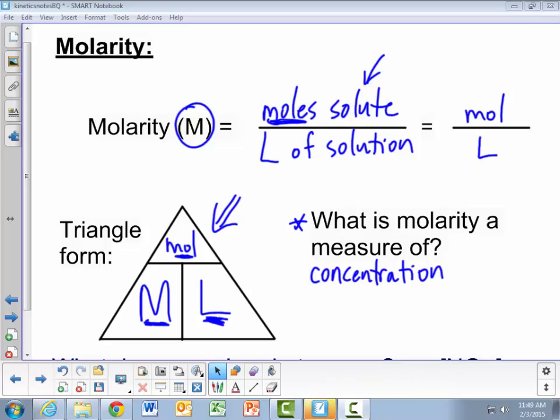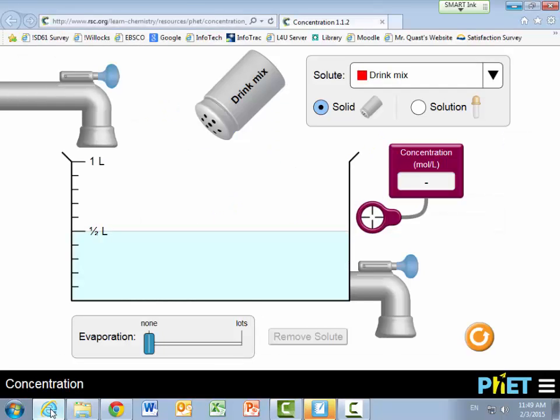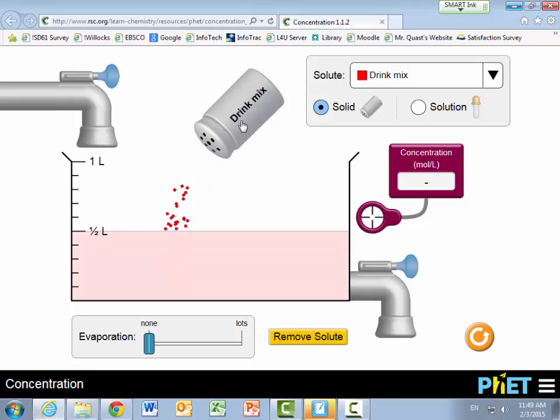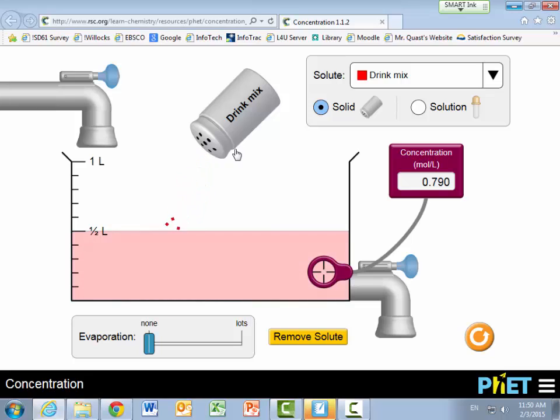Let's take a brief look at molarity with a bit of a visual. Right now I just have some water in this container, and I can sprinkle some drink mix in. If I sprinkle a little bit of drink mix in, I can measure the molarity. It's how many moles of drink mix I put in per liter of solution. And right now the molarity is 0.310. Watch what happens as I put more drink mix in. Watch the molarity. As I put more drink mix in, the molarity increases because now there's more moles of solute per liter of solution, and that continues.